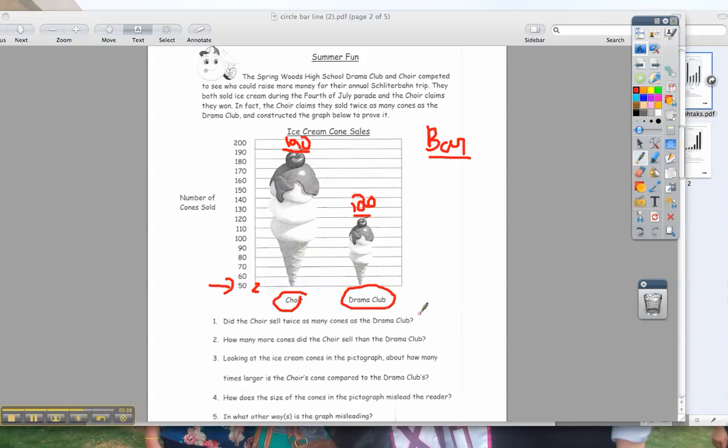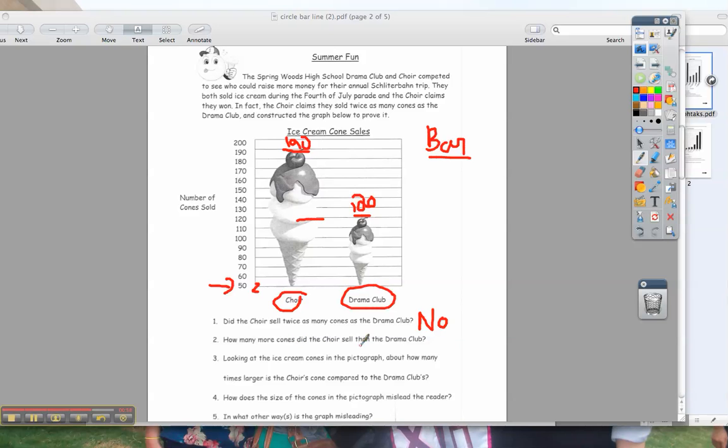Did the choir sell twice as many ice cream cones as the drama club? If we look at this ice cream cone, it looks like it might be double the other ice cream cone. If we draw a line right here, we doubled it. But because it starts at 50, did they really? 190, is that double 120? No. So that's what they're saying. They're trying to trick you to think that they did do double, but they really didn't.